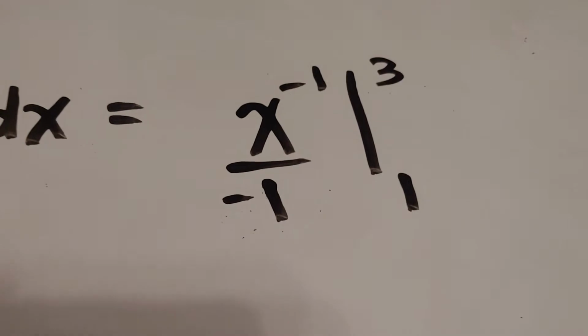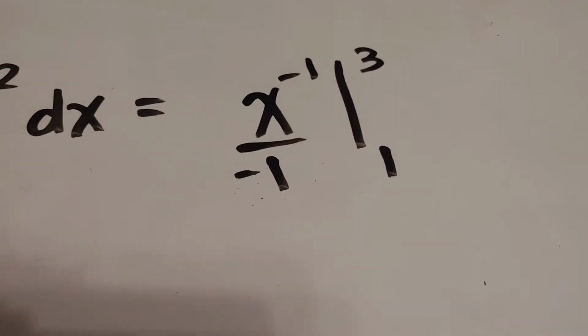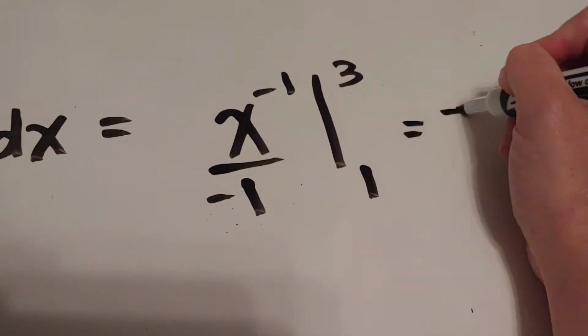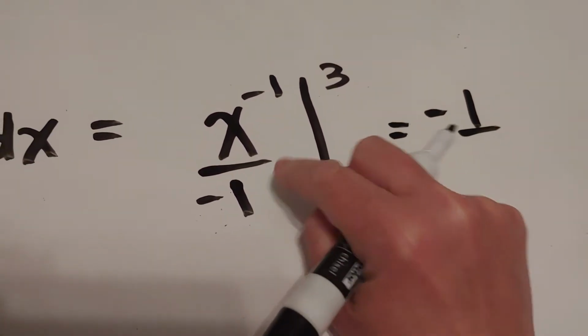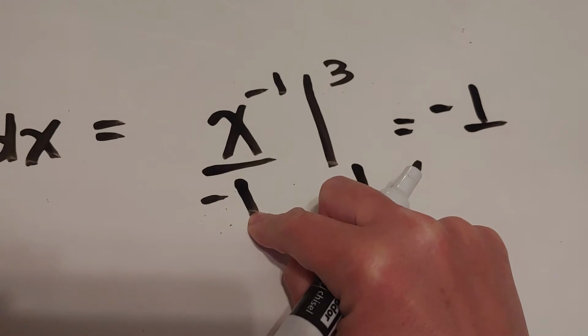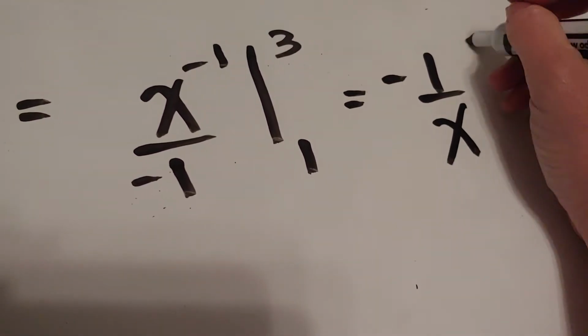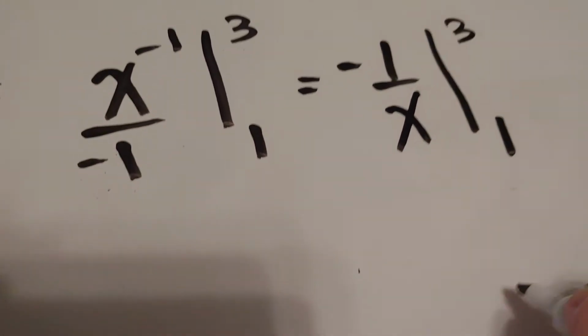A lot of students ask me why I rewrite negative exponents back as positive, and that's because it gets a little bit confusing to try and plug into this. So I know that this is a negative 1, and this is 1 over x. So I'm going to write this as negative 1 over x, and then plug in from 3 to 1.